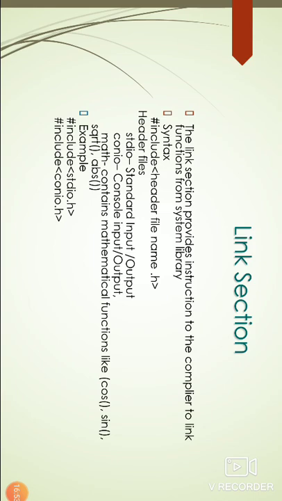For this we have the next examples. Here I have given two examples, that is first hash include stdio dot h, hash include conio dot h. So here we are including a header file to our program. Here stdio dot h is the header file. This header file is linked to our program.